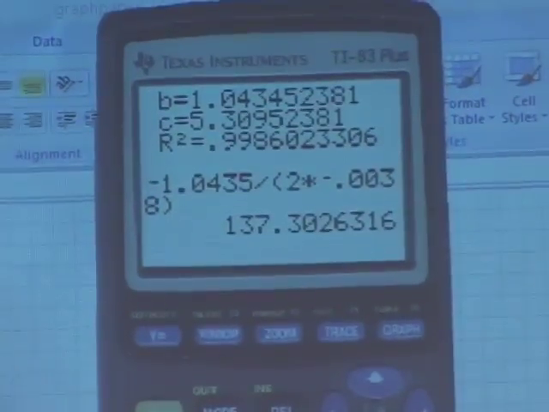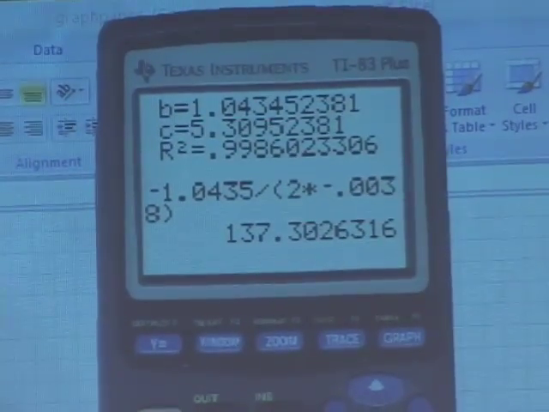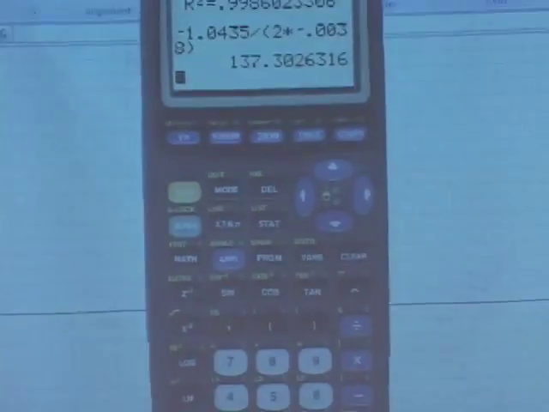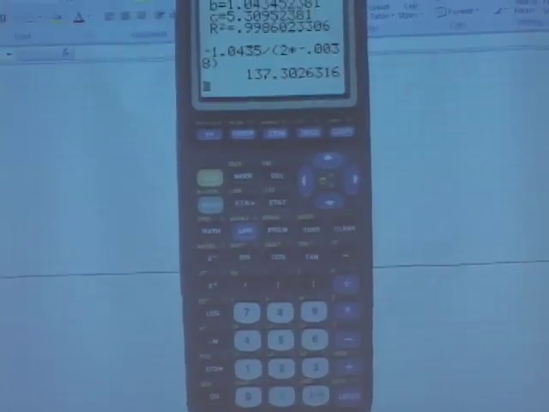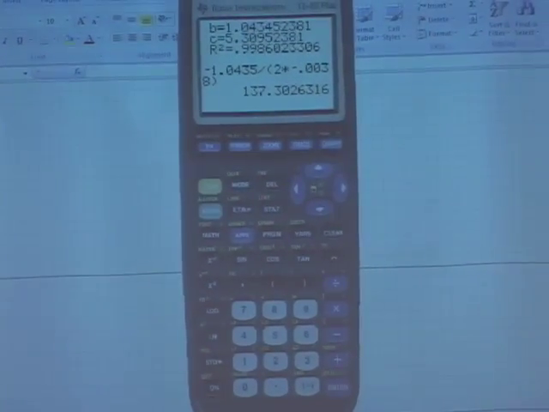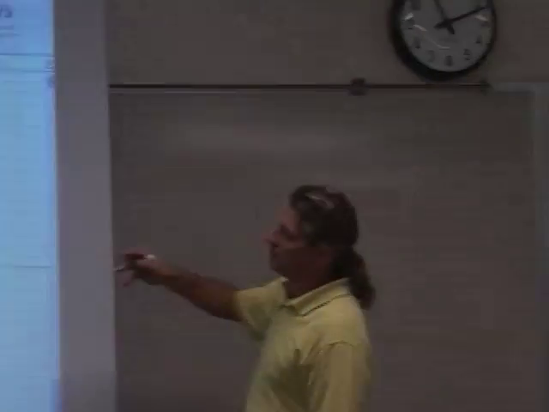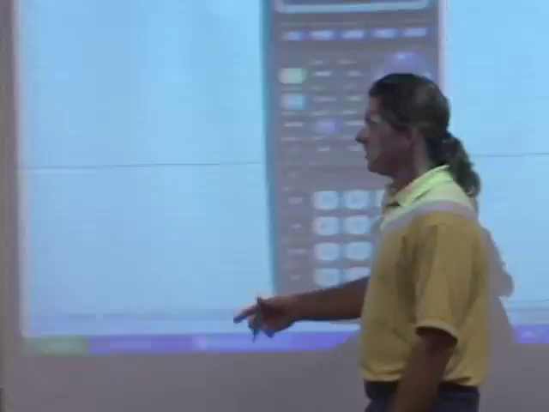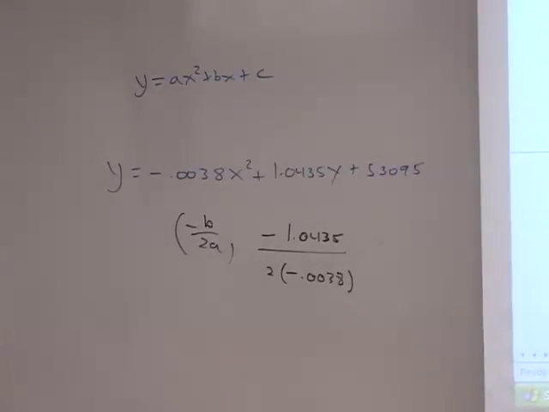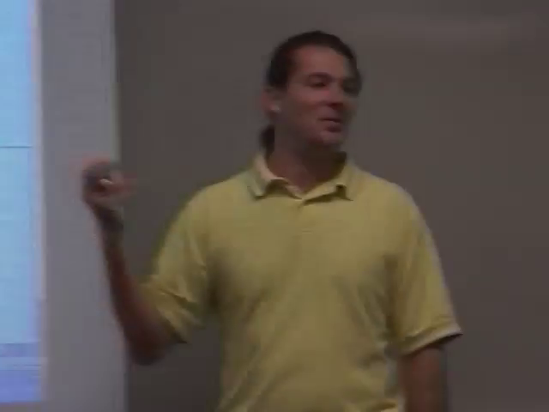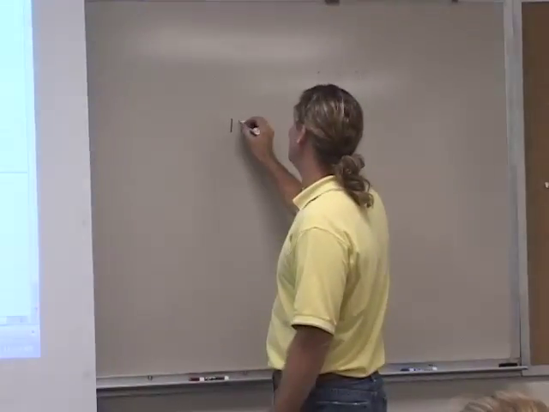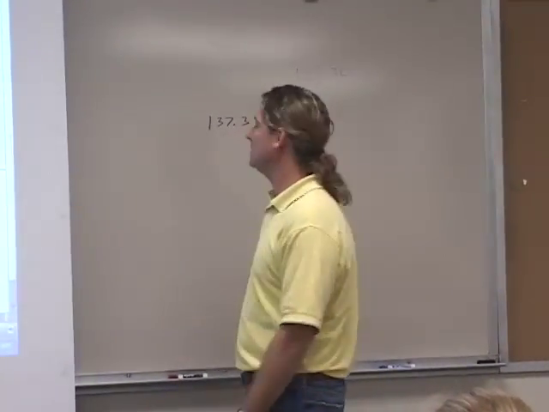137. Did you guys get the same number? Okay. So according to the hand, or doing it by hand, well, I sort of did it by hand. I put the values together by hand, but I ended up using the calculator to do the calculation. So I'm using the calculator anyways, but according to that work, I got 137.3.